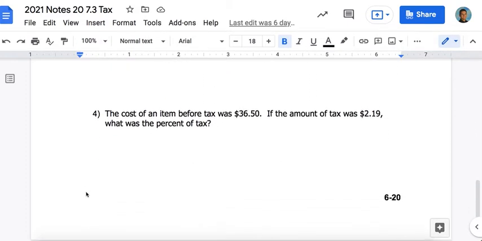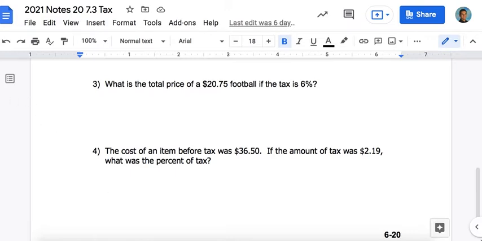It says, what is the total price of a $20.75 football if the tax is 6%? So I want to know the total price. So once again, I need to take the percent as a decimal, and then I'm going to add that to get the total price. So we're going to move it 2 to the left, which is 0.06. So $20.75 times 0.06. And we get 1.245. So now we're going to underline the hundredths place and look to the right. If it's 5 or above, we're going to give it a shove. So we are to $1.25.